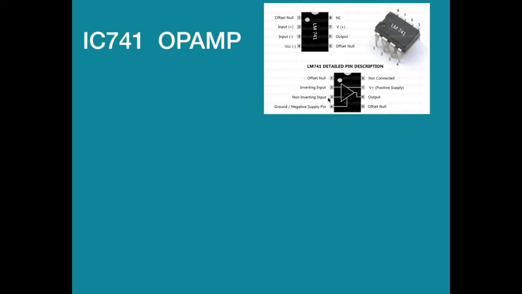These are the pin details. 2 is the inverting input, 3 is the non-inverting input, 4th is the negative supply, 6th is the output, and 7th is the positive supply. These are the pins which will be most commonly used in all the circuits. 8 is not connected. Pin number 1 and pin number 5 are used for nullifying the offset errors, but normally in the lab experiments we do not use these 2 pins.